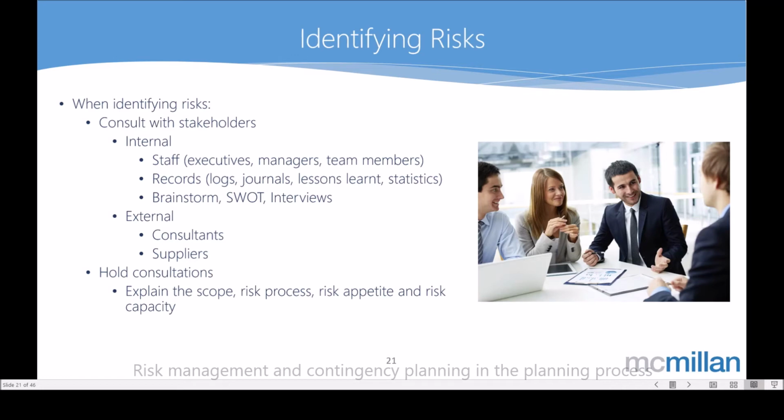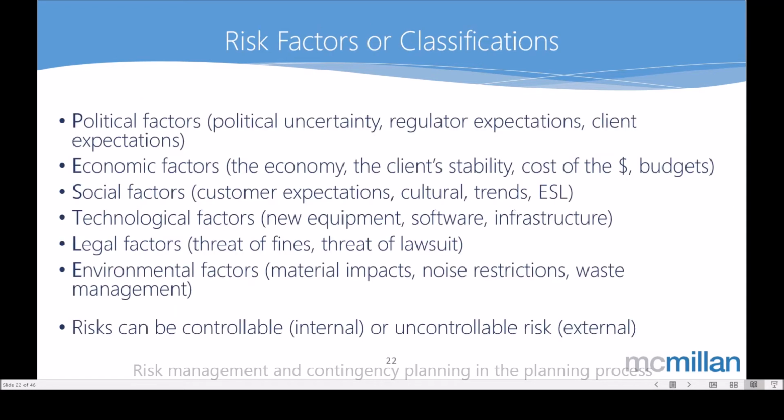And in that case, you'd explain the scope of what we're endeavoring to do. You would explain the risk process, like I've just explained, and we would talk about things such as our risk appetite. How much risk we're willing to take on board, or we can afford to take on board, in a sense of risk capacity. So, for example, how much negative press can we undertake before it becomes problematic, as an example?